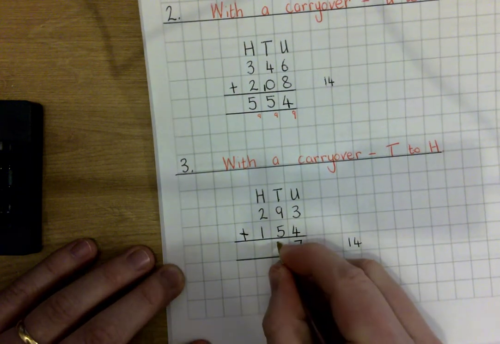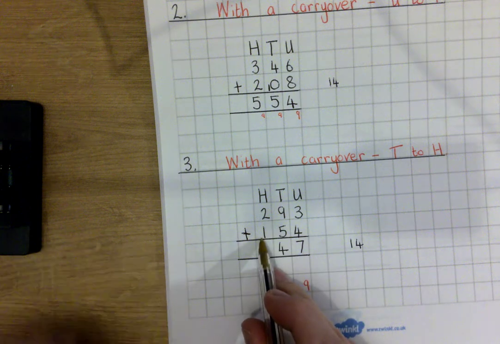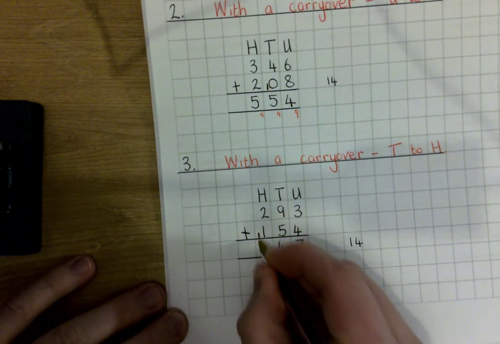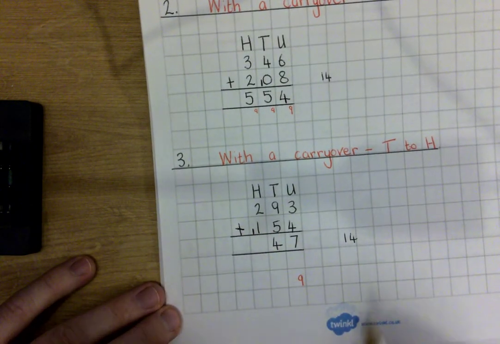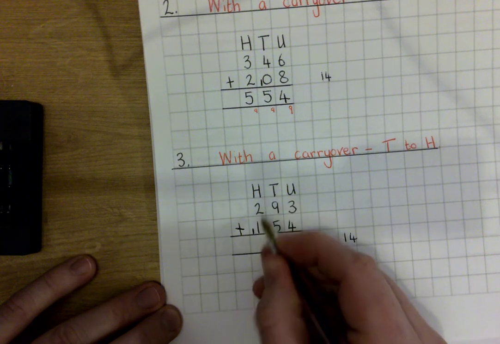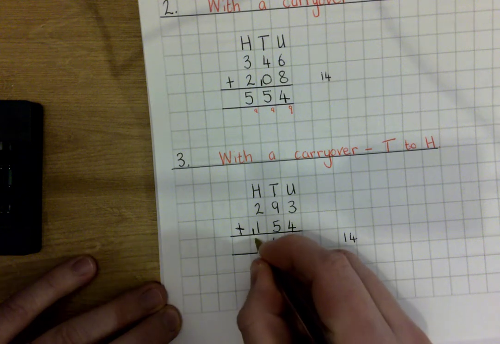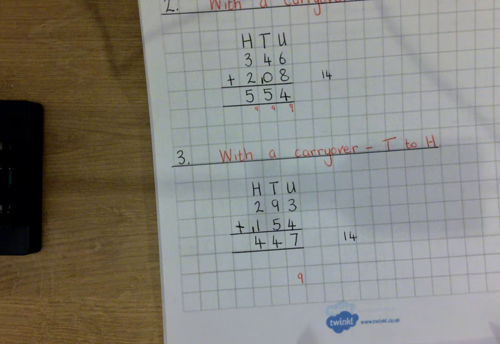The 4 I'm going to put in here for 4 tens, and then the 1 I'm going to carry over into the hundreds column. I'm going to write it as a small carryover here in the corner, but I must remember to add it on when I'm adding on the hundreds, okay? So moving on to the last column, 200s add 100 and add my carryover 100, which gives me a total of 400 altogether, and the answer is 447.